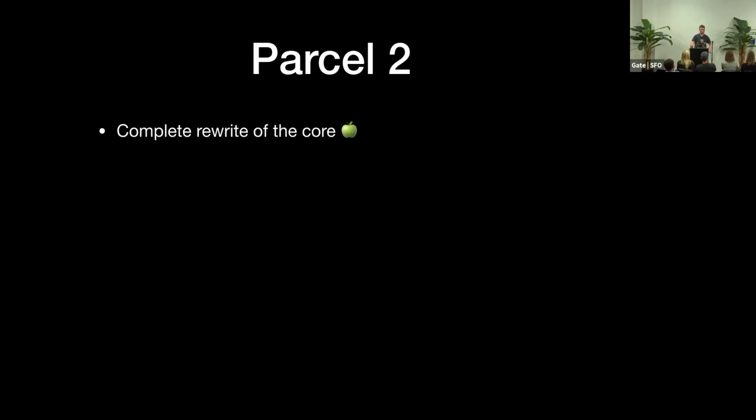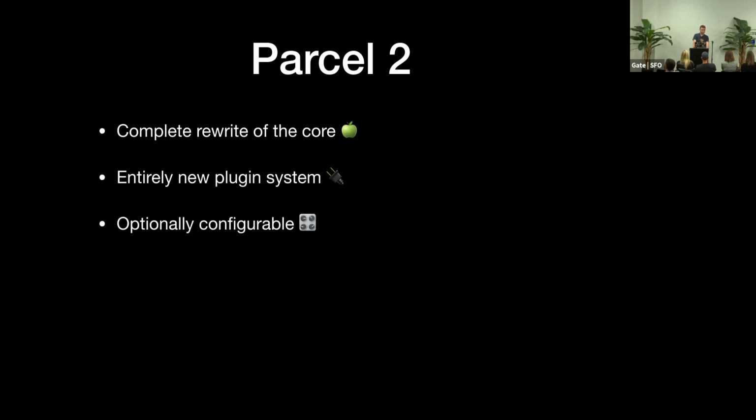So Parcel 2 is a complete rewrite of the core. It has an entirely new plugin system with plugins specifically designed for each use case that a bundler does. And I'll go through all of those in a minute. It is optionally configurable. It has everything that Parcel 1 has and more in the default config, but when you need to extend it and override it, you can override and extend pretty much everything that it does. We've improved our core data structures a ton. The Parcel core is actually now incredibly small because everything is a plugin.